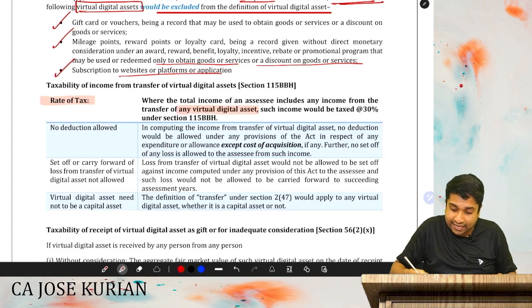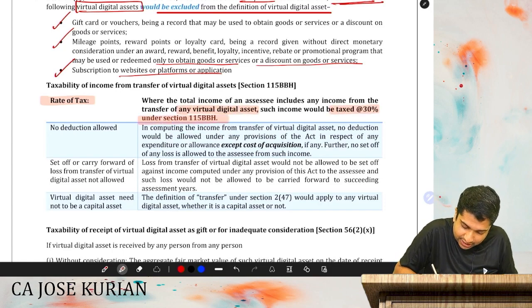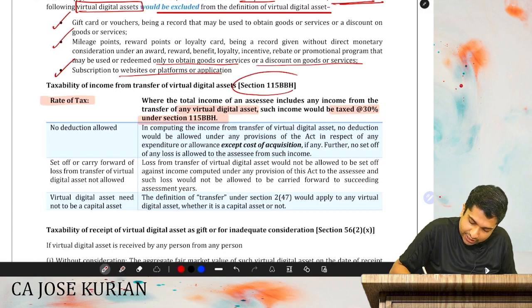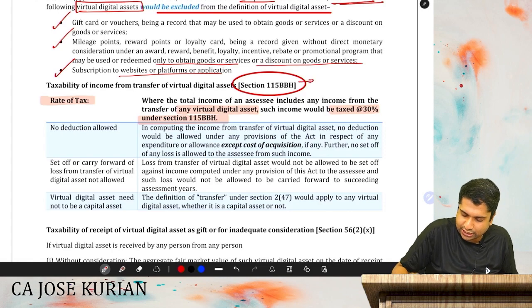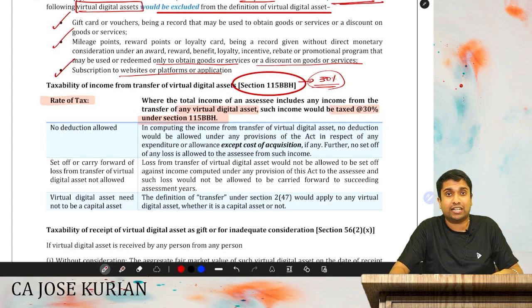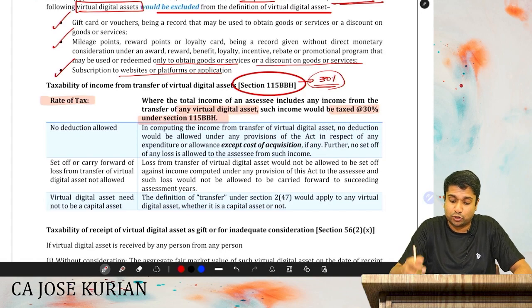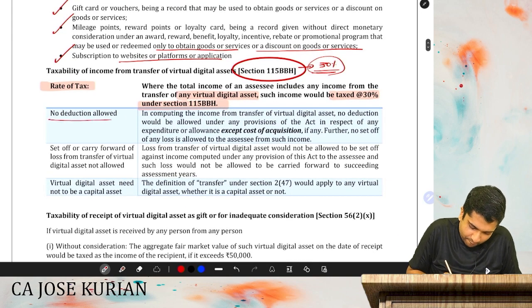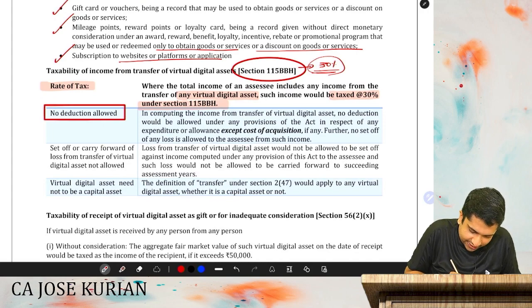Such income would be taxed at 30% under 115BBH. So friends, according to section 115BBH, the rate of tax for a virtual digital asset shall be 30%. So if your total income consists of income from virtual digital assets, you are supposed to pay a tax at 30%. Now, while computing income, no deduction is allowed.